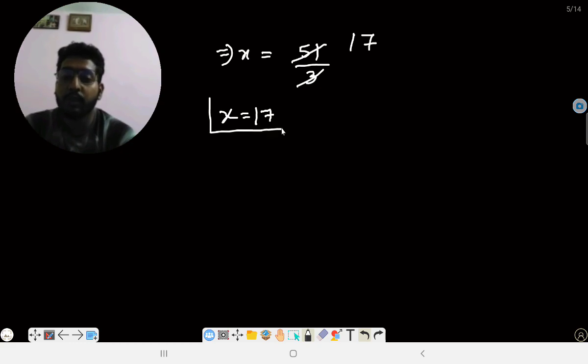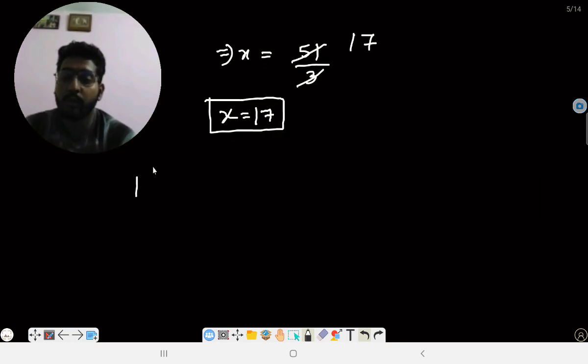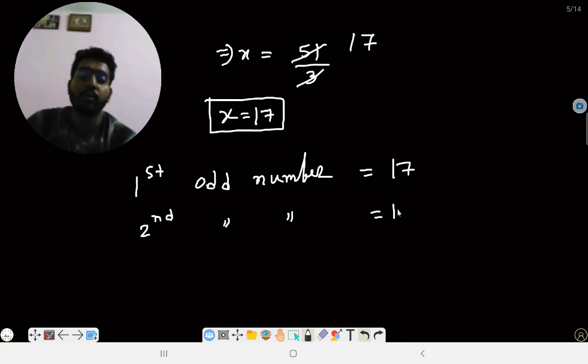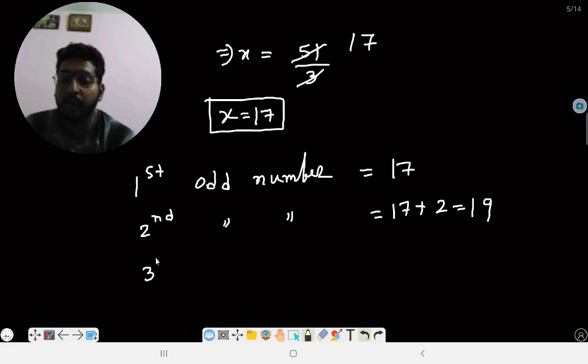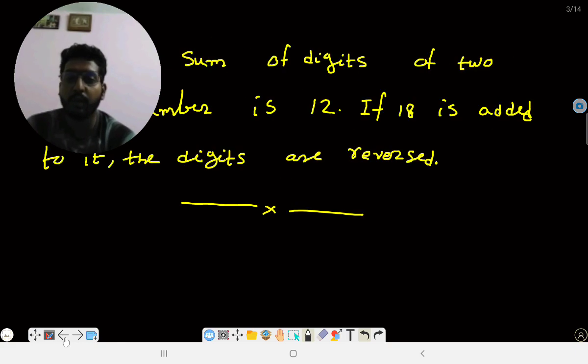So my first odd number is 17, because we have taken the first odd number as x. Now the second odd number will be 17 plus 2, 19. And the third odd number will be 19 plus 2, that is 21. So those are the odd numbers. Done. So this is question number 2.